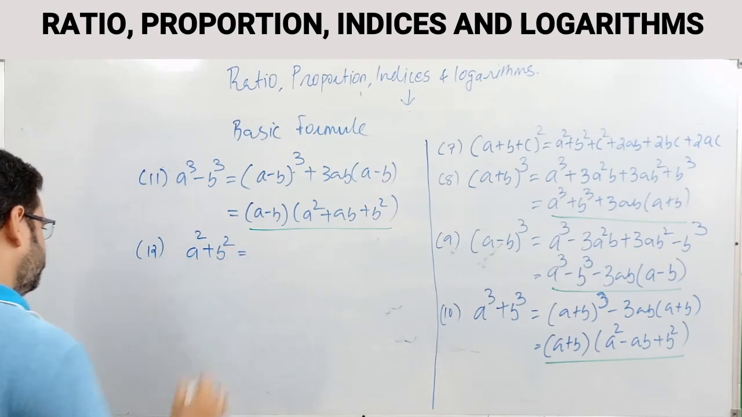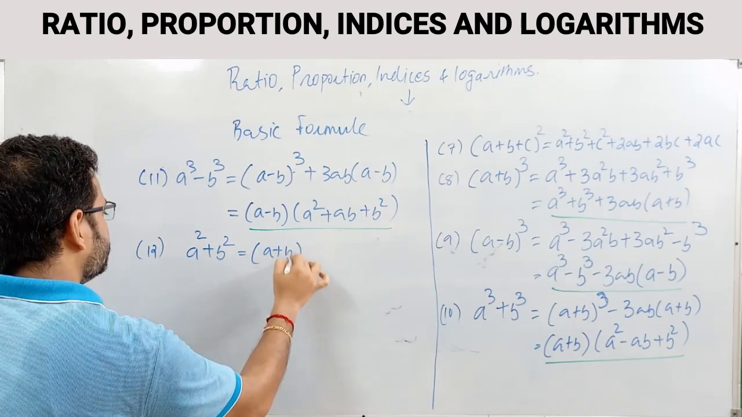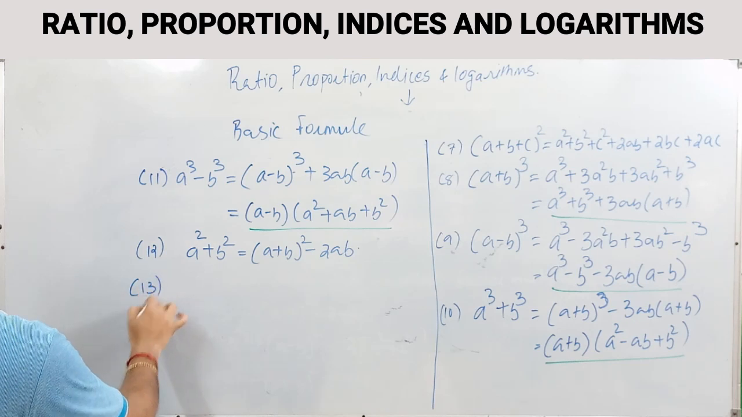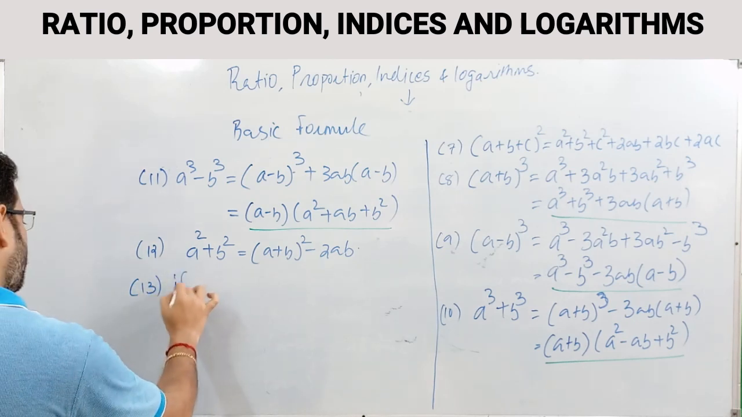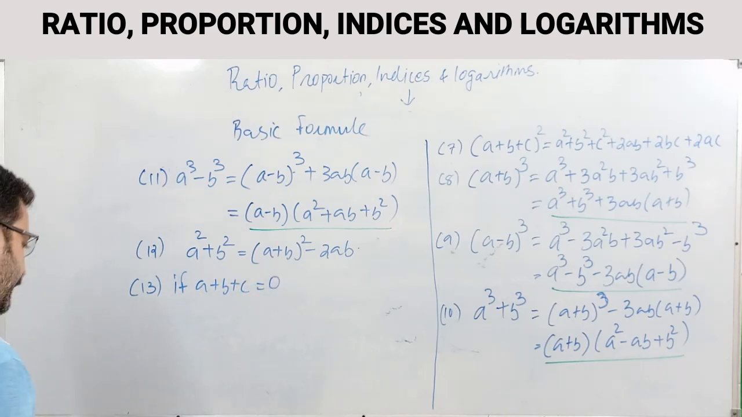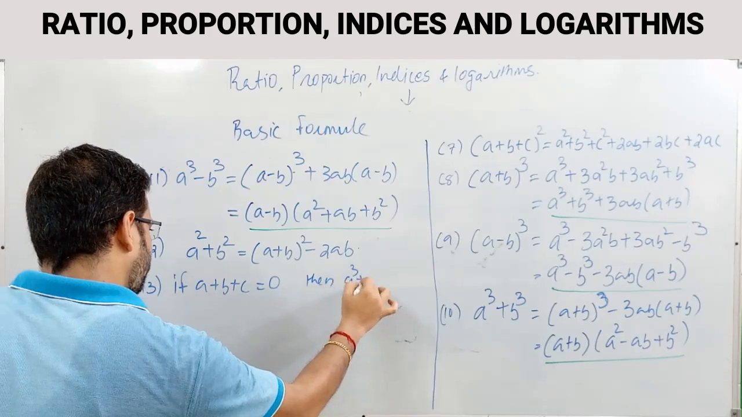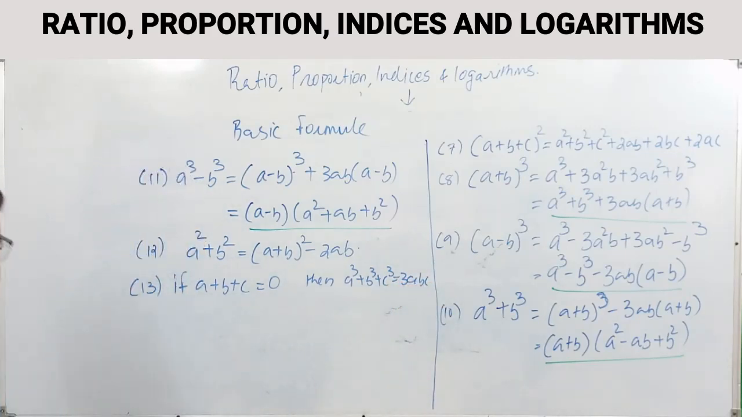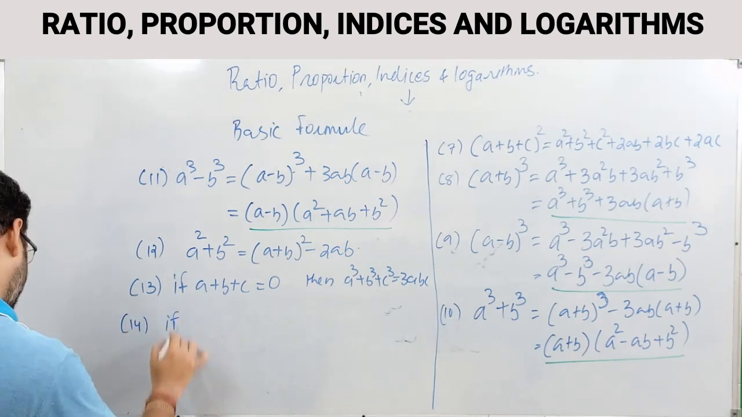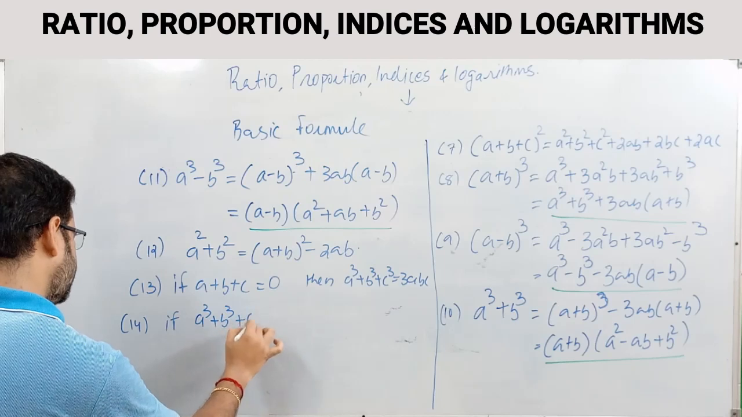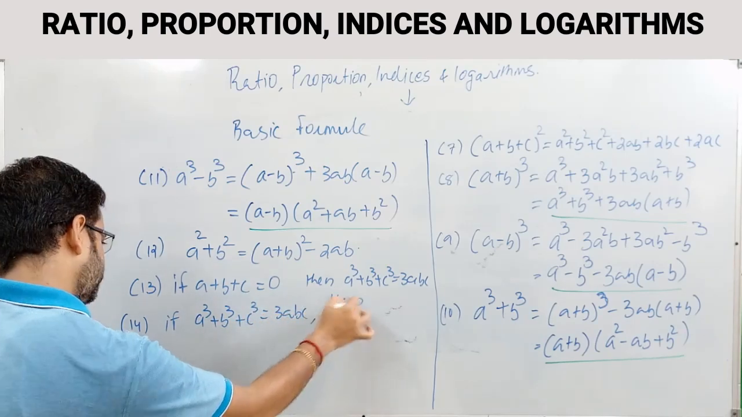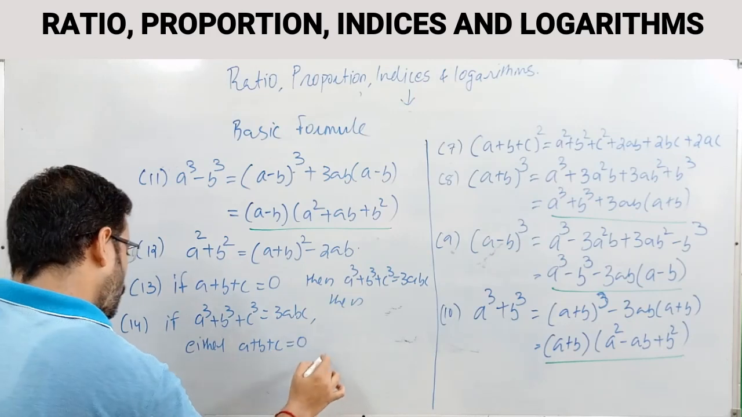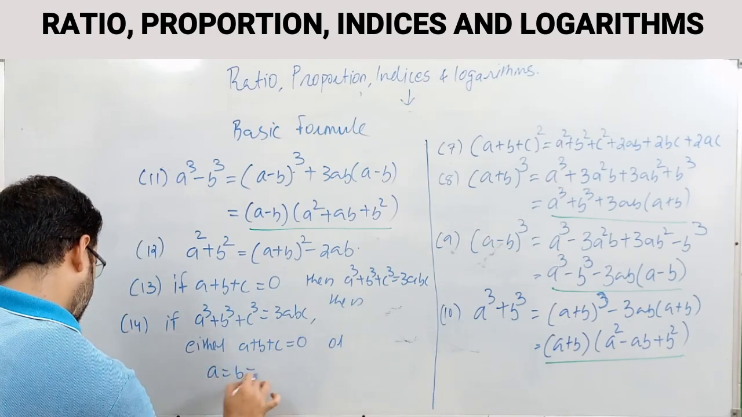A square plus B square can be written as (A plus B) the whole square minus 2AB. Then next one, 13th one. If A plus B plus C equal to 0, then A cube plus B cube plus C cube is equal to 3ABC. Okay. Last one. If A cube plus B cube plus C cube equal to 3ABC, then either A plus B plus C equal to 0 or A equal to B equal to C.